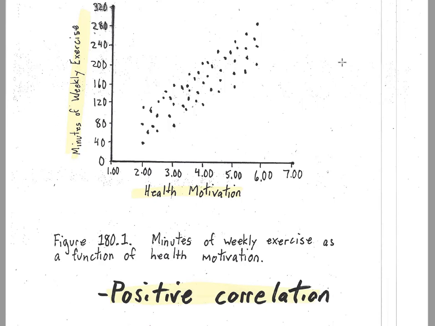Now, I'm not saying it's cause and effect. I'm not saying that health motivation causes minutes of exercise to go up. I'm just saying graphically, when you look at it, you can see people with high scores on health motivation have high scores on exercise. Those with low scores on health motivation have low scores on minutes of exercise. That is what we mean by positive correlation.